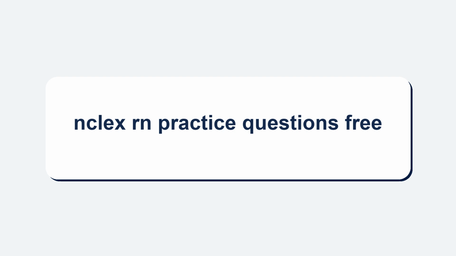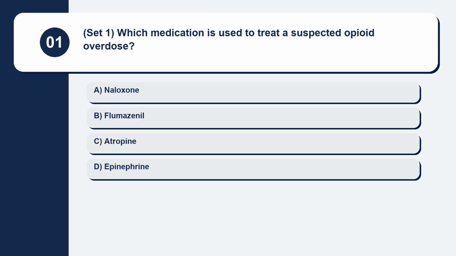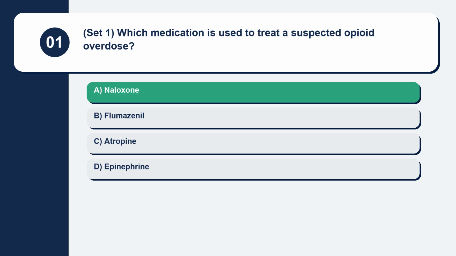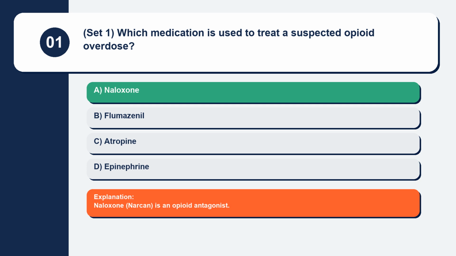NCLEX RN practice questions free. Question 1. Set 1. Which medication is used to treat a suspected opioid overdose? Naloxone, flumazenil, atropine, epinephrine. Naloxone, Narcan, is an opioid antagonist.